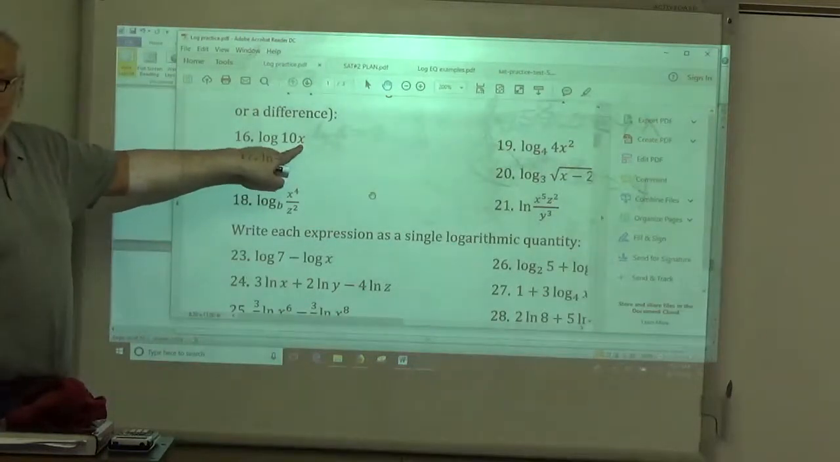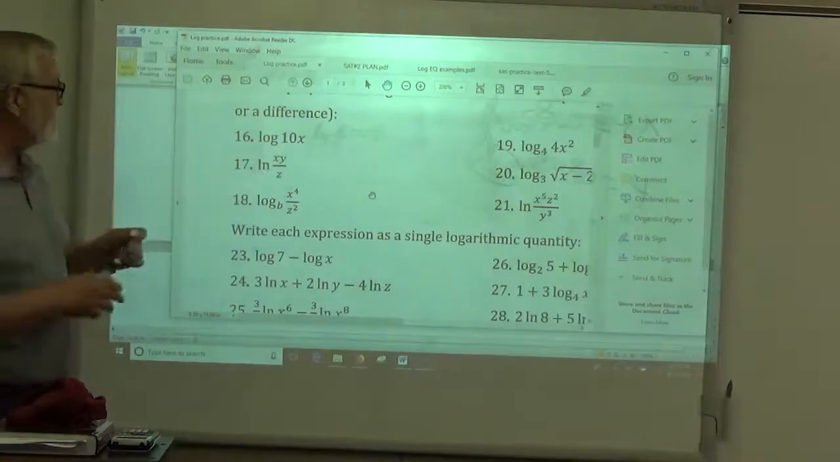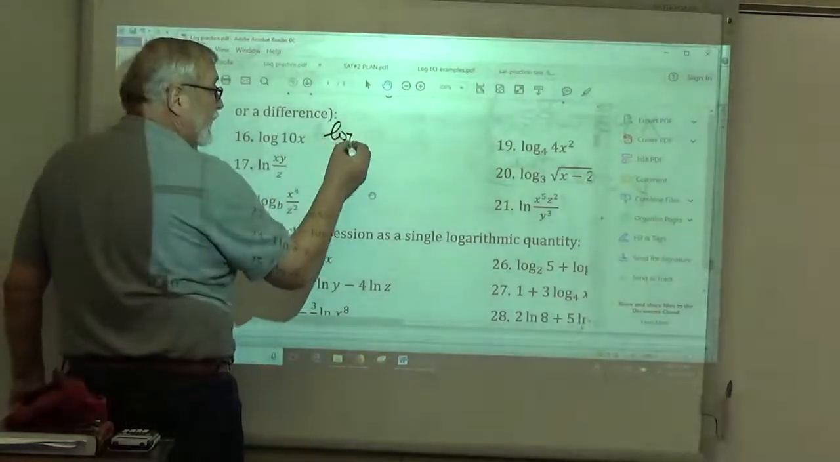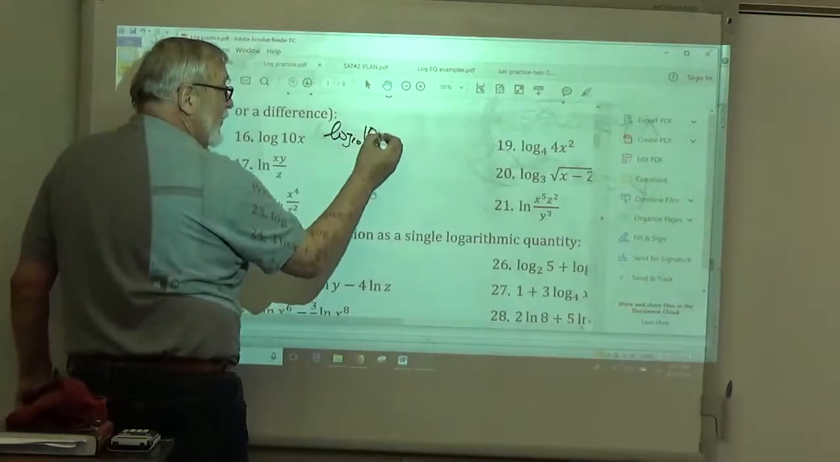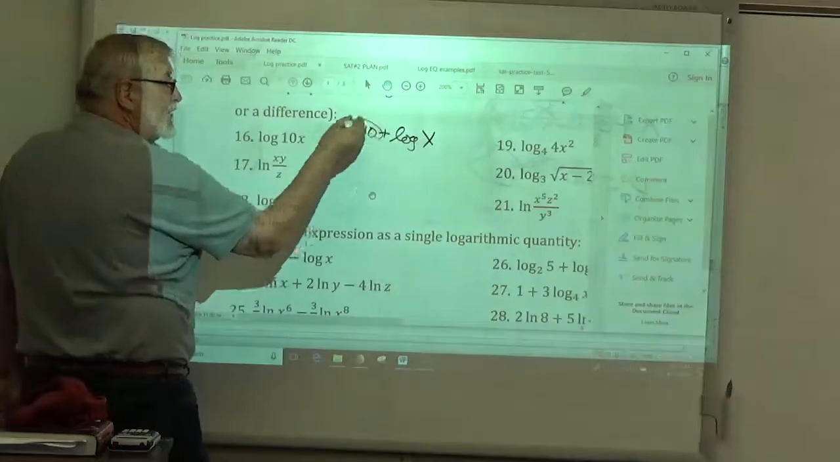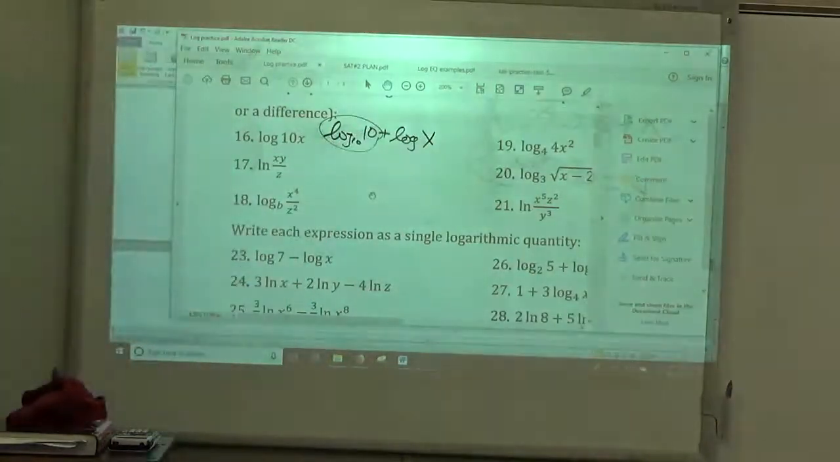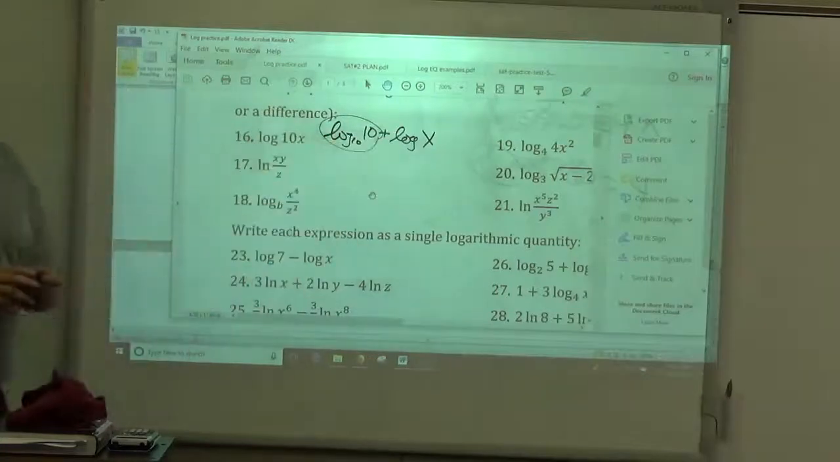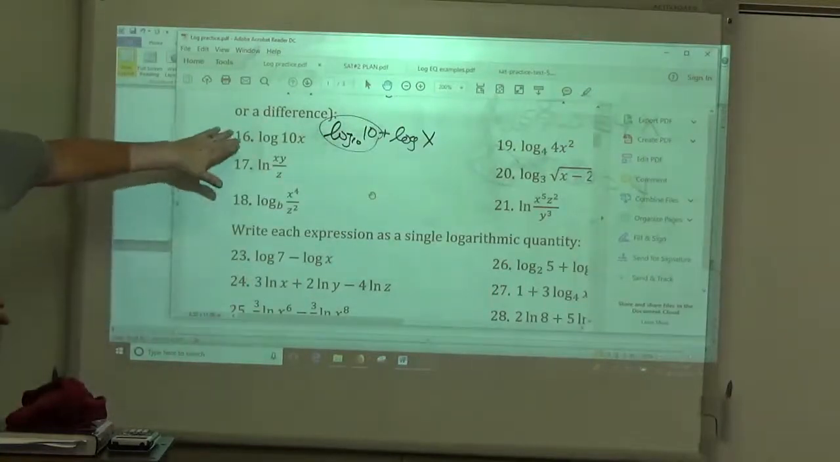Remember these two are products? So this is the log base 10 of 10 plus the log of x. And how much is this? You better know that it is one. So this will be 1 plus the log of x. That would be the answer to that problem.